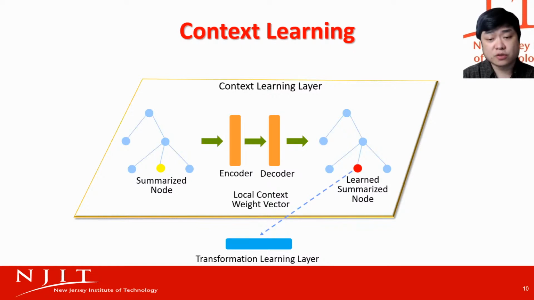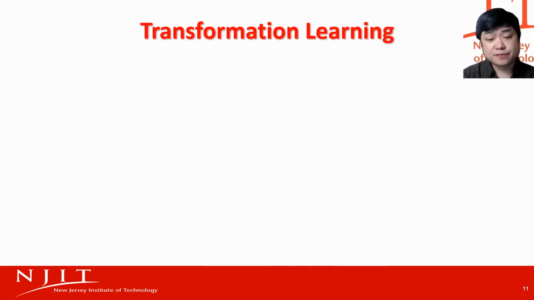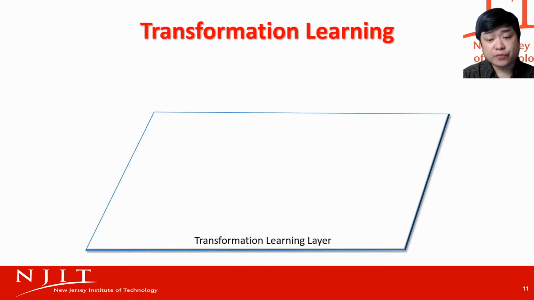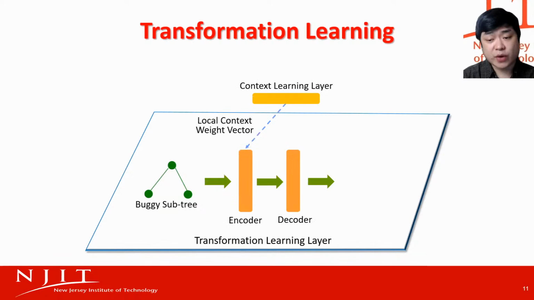for further usage. Next, in the transformation learning layer, we use only the buggy subtree and the local context weight vector we got as input for the other encoder-decoder framework, and the output would be the fixed subtree that could be a fixed candidate patch to do the automated program repair.